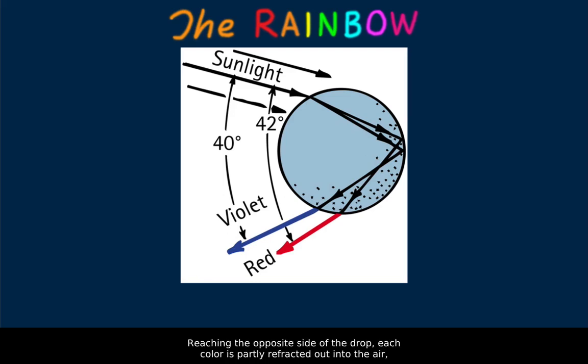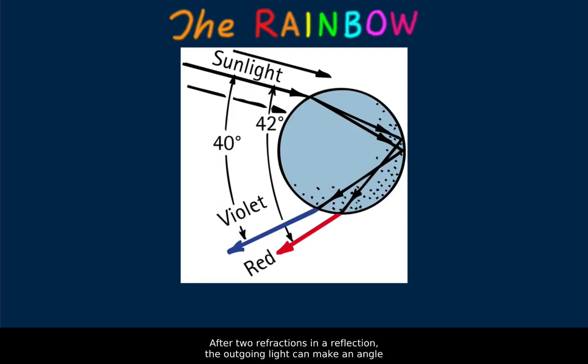Reaching the opposite side of the drop, each color is partly refracted out into the air, not shown here, and partly reflected back into the water. Arriving at the lowest surface of the drop, each color is again reflected, not shown, and refracted into the air. This second refraction is similar to that of a prism, where refraction at the second surface increases the dispersion already produced at the first surface.